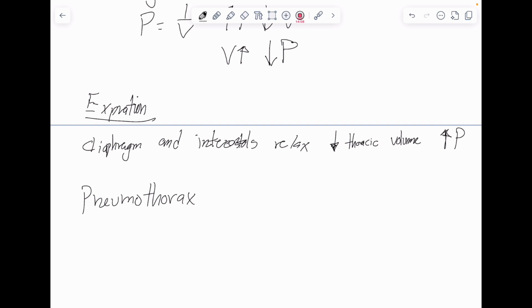So yeah, the mechanism is a breach in the visceral or parietal pleura. It allows air into the pleural space, and then that loss of the negative intrapleural pressure will cause the lung to collapse due to the unopposed elastic recoil. So if we increase air in there, then our P H2O, which we called it earlier, won't have an effect with the pneumothorax, so the lung will collapse.